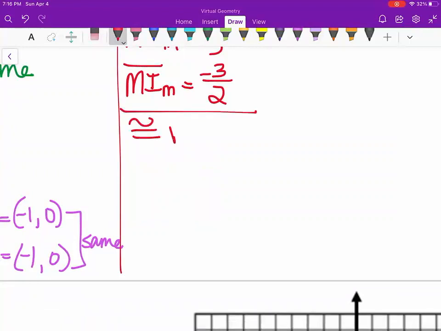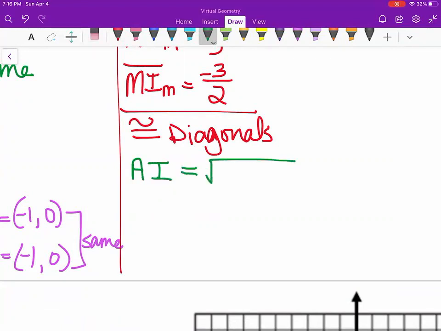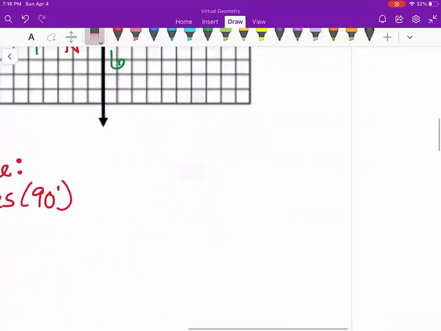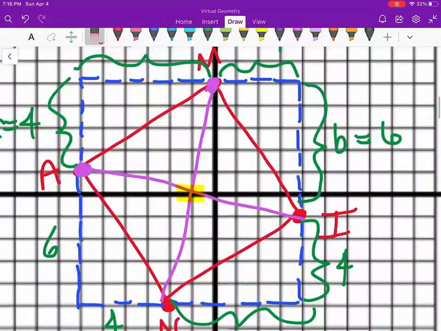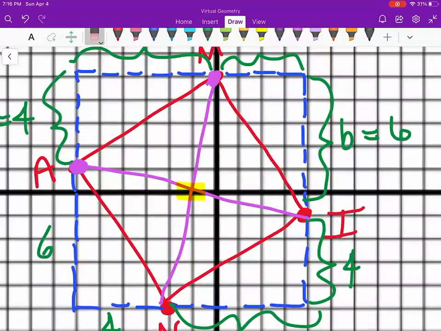diagonals. So we need to check the length. So we're going to have to find the length of each of those two diagonals. So A to I is the first one we're going to have to do. And then we'll need to do MN. So let's go back to our pictures and see what we've got. So now we're only using the inside. And again, I'm going to use the Pythagorean theorem so that we can find these.